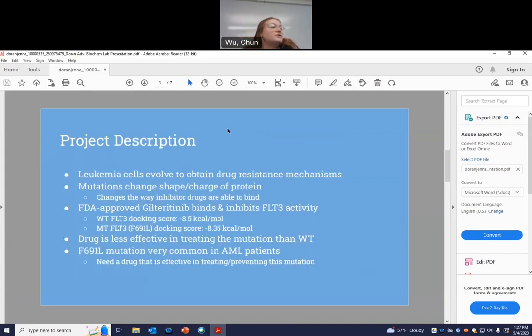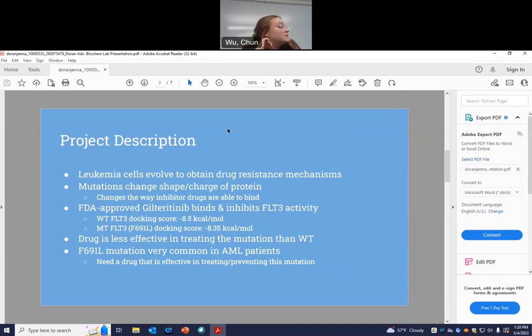Leukemia cells evolve to obtain intrinsic resistance mechanisms to drugs, and these mutations often change the shape and overall charge of the protein, and this in turn changes the way the inhibitor drugs are able to bind to the protein, and most of the time they're not able to bind at all once the protein has been mutated.